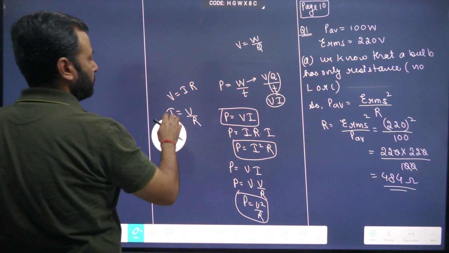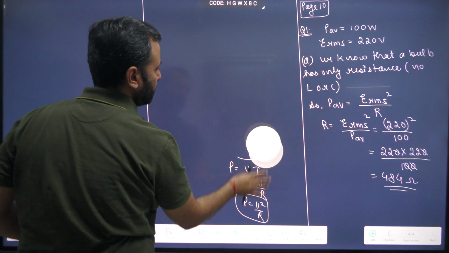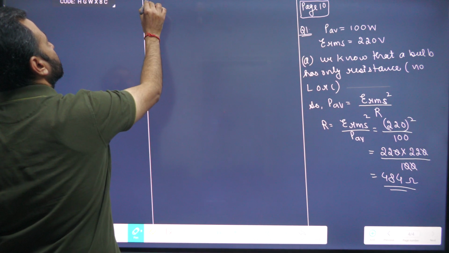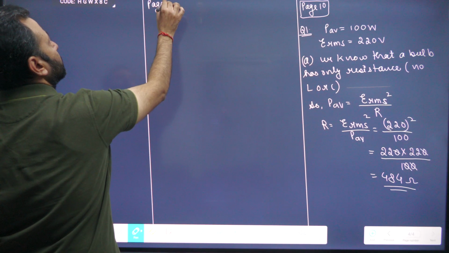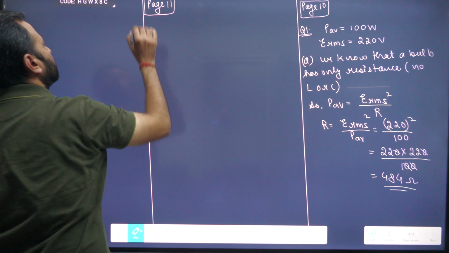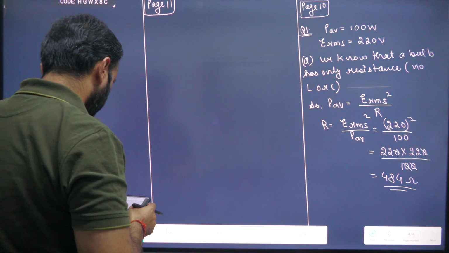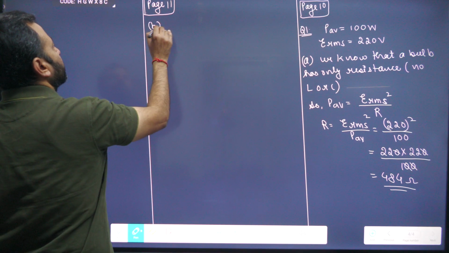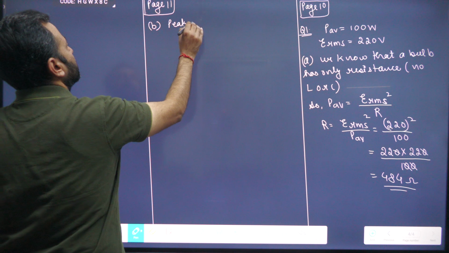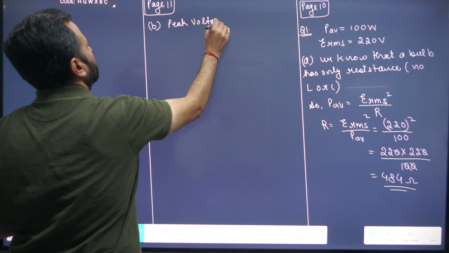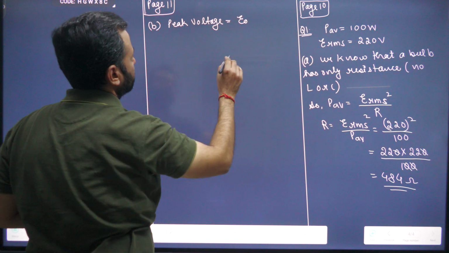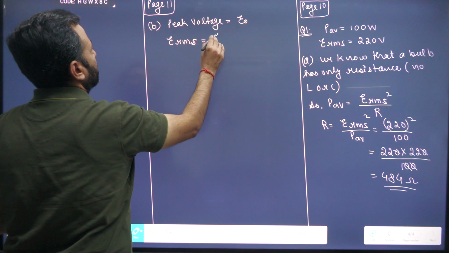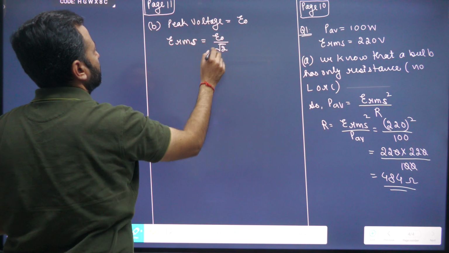Okay. So, B part of this question. They are asking the peak voltage of the source. Peak voltage. What is this peak voltage? This is E naught. ERMS is equal to E naught upon root 2.